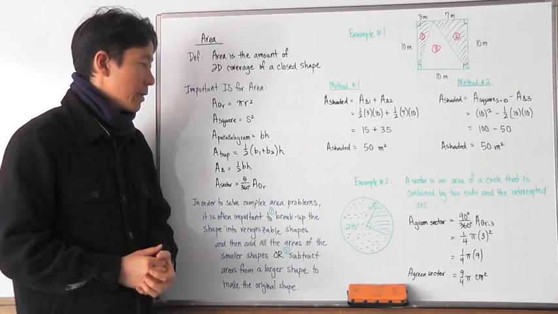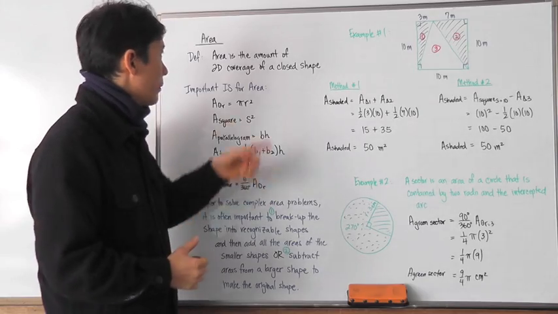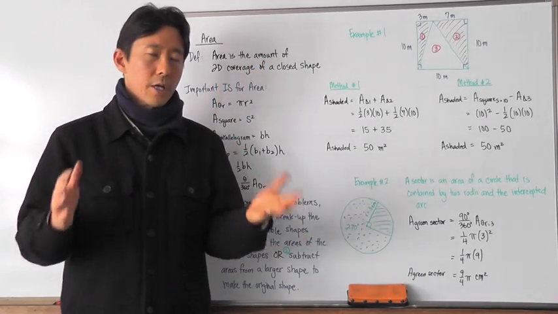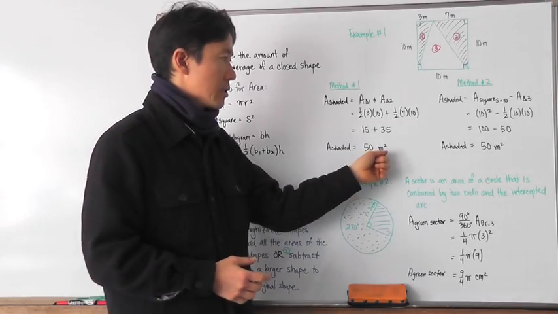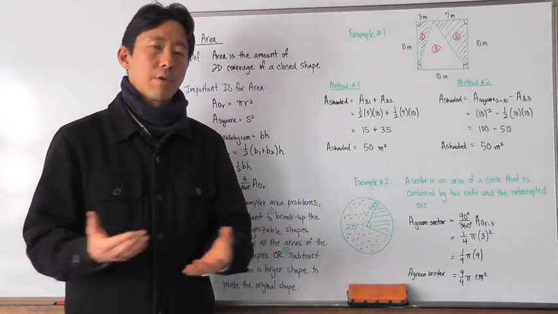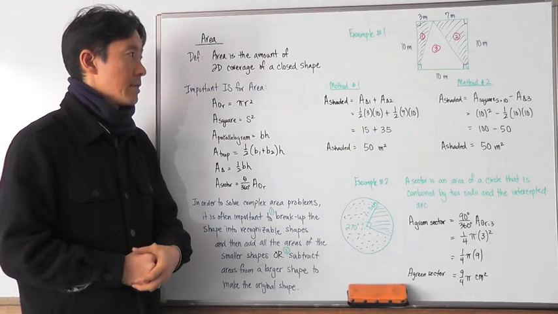Now the last thing I want to mention is that when we're dealing with area, we are dealing with the amount of two-dimensional coverage of a closed shape. So you're no longer talking about length, you're talking about square meters, square centimeters, or in the most general case, square units. So be careful about that as well.